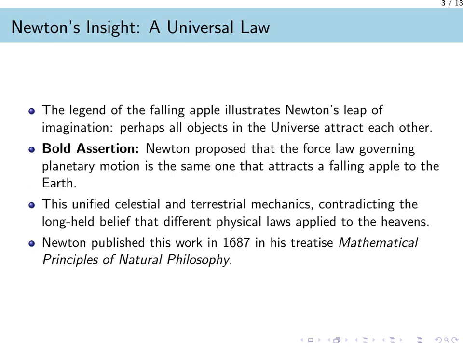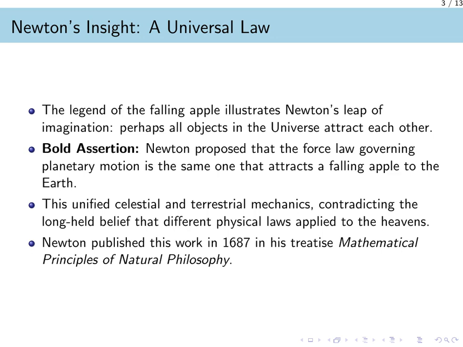Newton's great insight was that the force of gravity is universal, meaning the same physical law governs both an apple falling to Earth and planets orbiting the sun. The famous story of the falling apple illustrates this leap of imagination. Newton proposed that the very same force pulling the apple downward was also the force keeping the moon in its orbit around the Earth. This was a revolutionary idea because, for centuries, it was believed that the heavens operated under a different set of rules than the Earth.